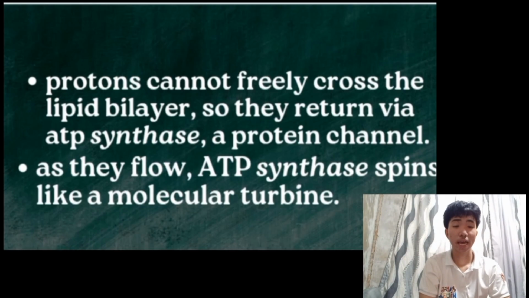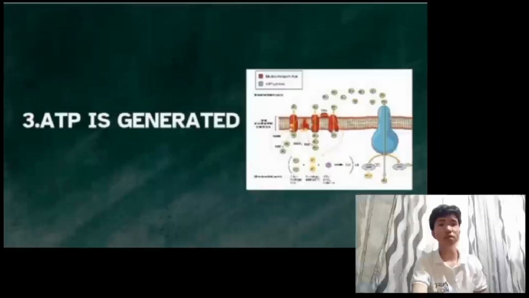So protons can't pass through the cell membrane directly. They need a protein channel called ATP synthase. As protons flow through ATP synthase, it spins like a turbine, generating energy, or ATP.